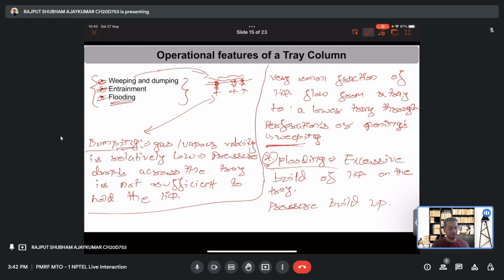Okay, so like I said, these are different terms you need to take care of. This will come up in later courses too, but it's better to learn from now onwards, because in the questions they will directly say the column is flooded and the liquid rate is this. So you must know what flooding, weeping, dumping, and entrainment are.